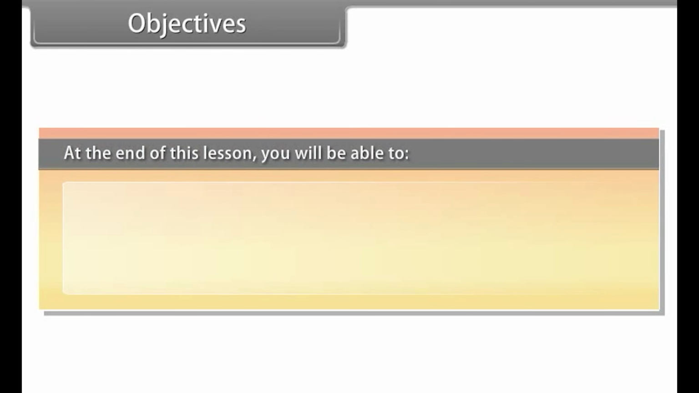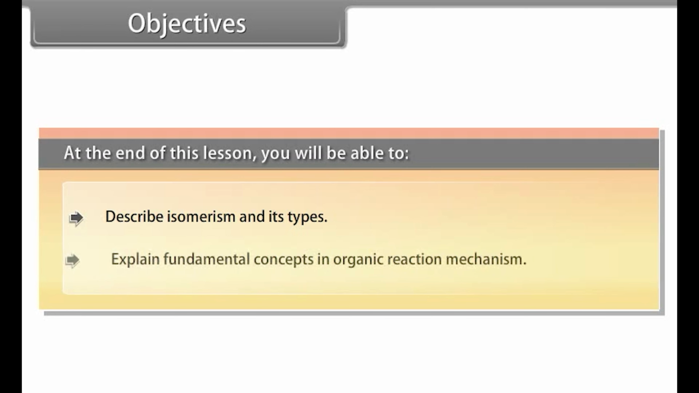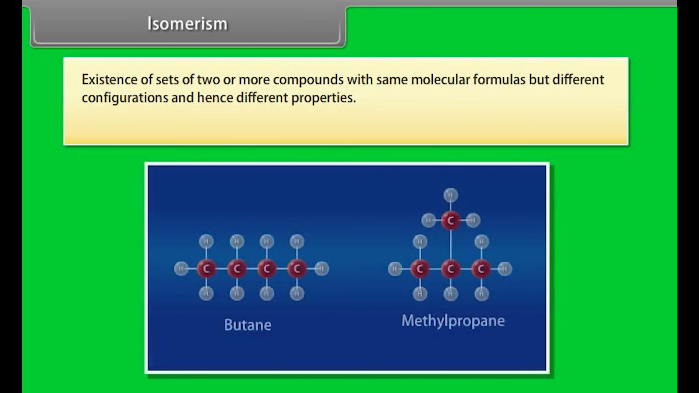Objectives. At the end of this lesson, you will be able to describe isomerism and its types, explain fundamental concepts in organic reaction mechanism. Isomerism. Existence of sets of two or more compounds with same molecular formulas but different configurations and hence different properties. The compounds are called isomers.